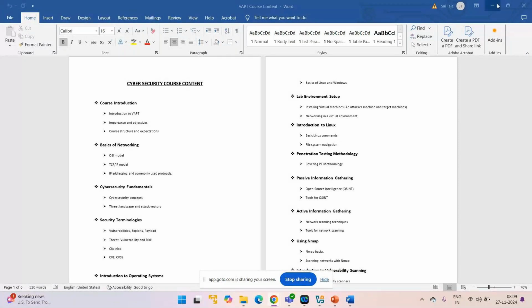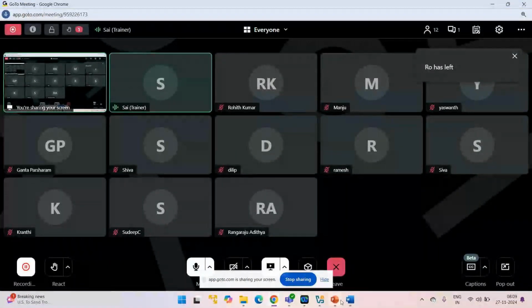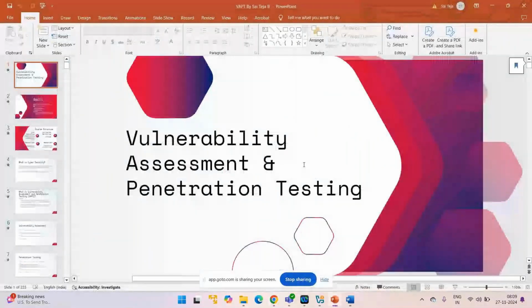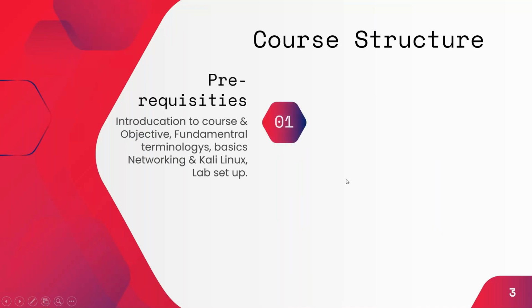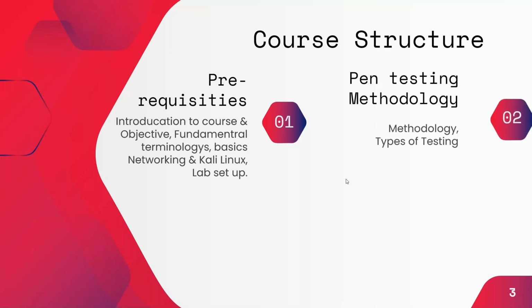Mainly, I have divided this course into four different parts. Maybe you have watched some of my previous sessions uploaded on YouTube, so you already know about it. First I'm giving you the course structure. The first part is where we'll be learning about the prerequisites, the ones I have shown you in the course structure, and then the penetration testing methodology.